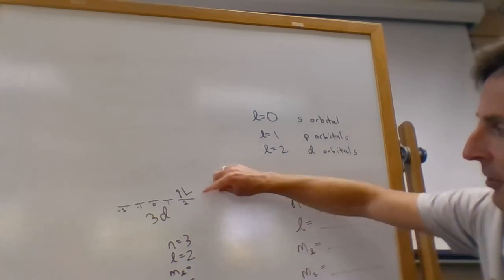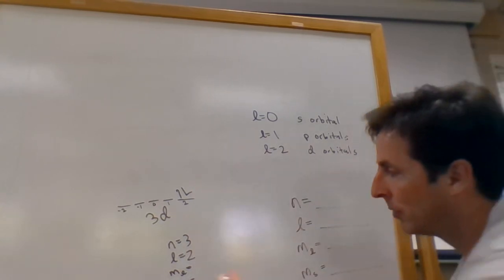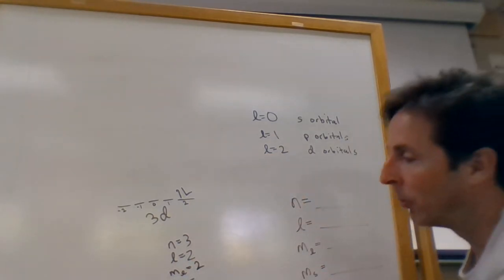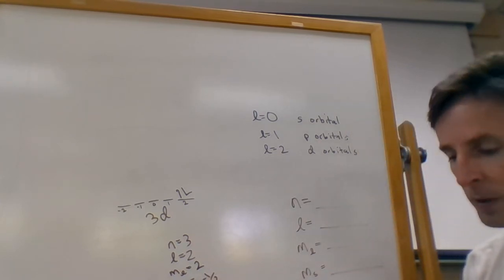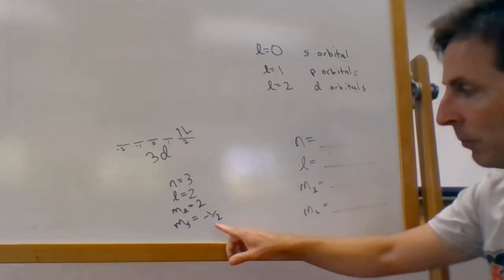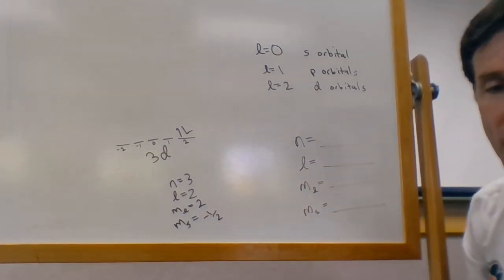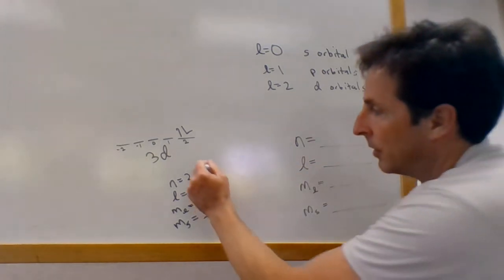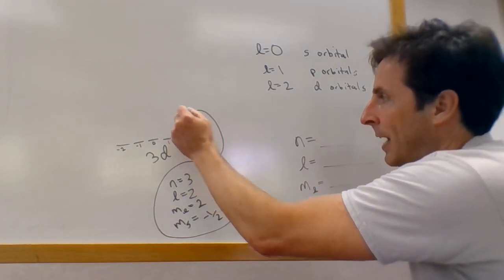But m sub s, let's just say I'm talking about this electron right here. The m sub L would be 2. And then for the m sub s, that's pointed down, most people would call that -1/2 or -0.5. Again, your screen can't see it. But my m sub s value would be -1/2 or -0.5. Okay, so these would be the quantum numbers that describe that electron right there.